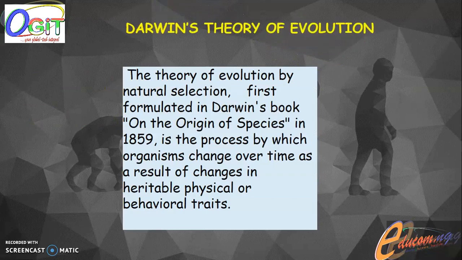Now, Darwin's theory of evolution. Charles Darwin is a scientist, and he stated a theory on evolution in one of his books, On the Origin of Species, in 1859. Darwin defined evolution as the process by which organisms change over time as a result of changes in heritable physical or behavioral traits. To buttress this, what Darwin is saying is that all species of organisms arise and develop through the natural selection of small inherited variations that increase the individual's ability to compete, survive, and reproduce.